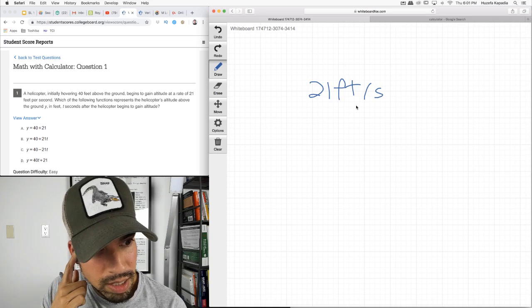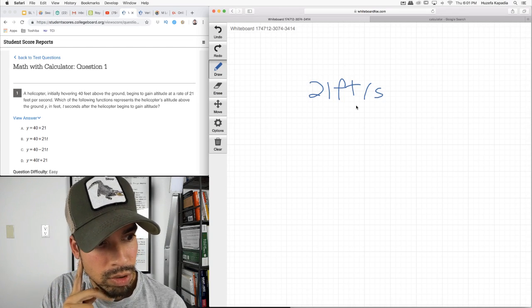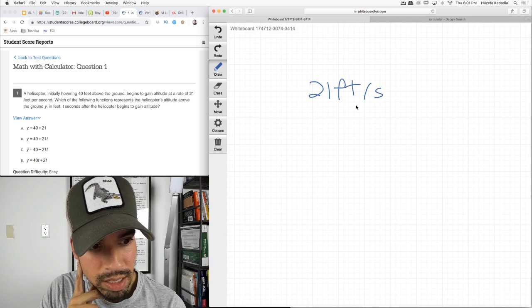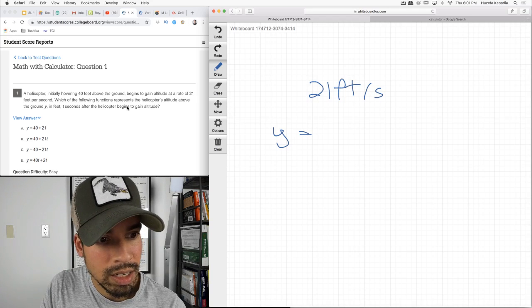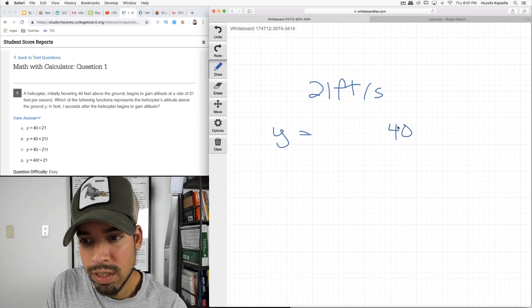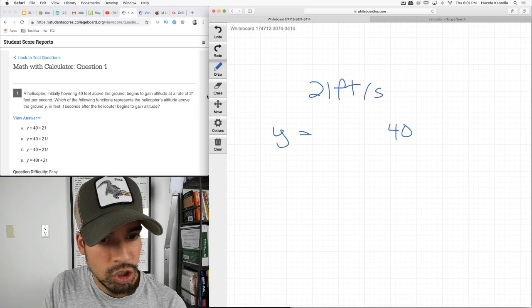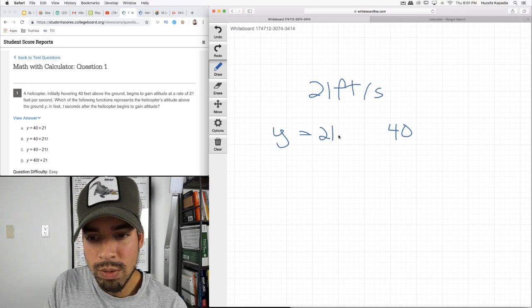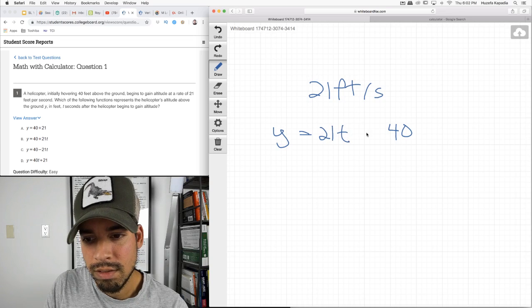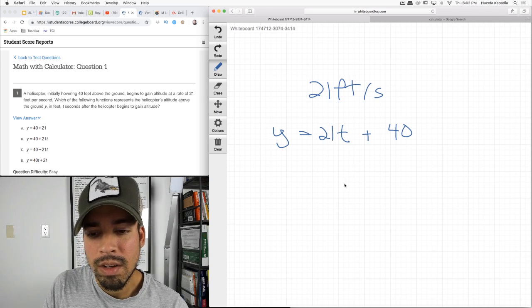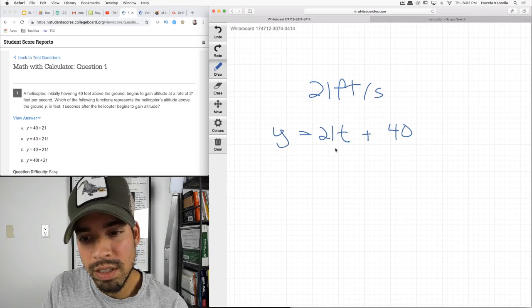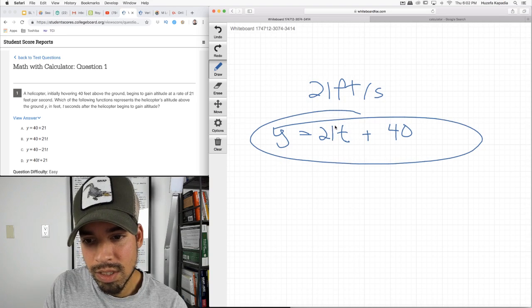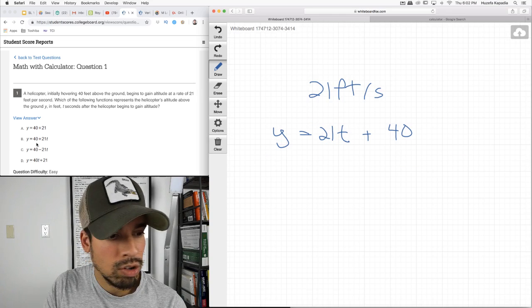Which of the following functions represents the helicopter's altitude above the ground, y, in feet, t seconds after it begins to gain altitude? So look, this right here, 40 feet above the ground, that's my starting point. So that's always going to be my y-intercept. The change is it's going up 21 feet every second. So every time t, which represents seconds, when t is 1, it's increased by 21. When t is 2, it's increased by 42. So that's how we're setting this up.